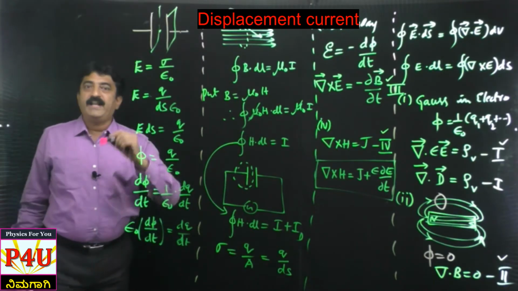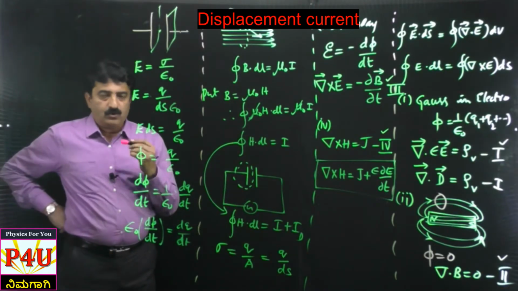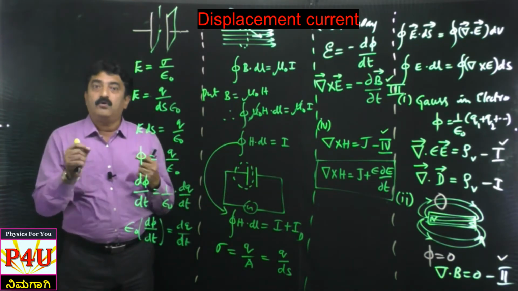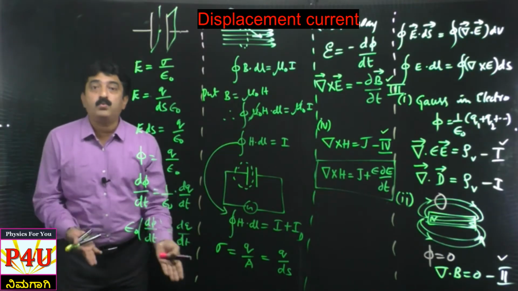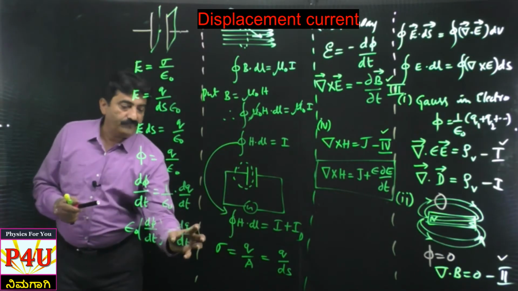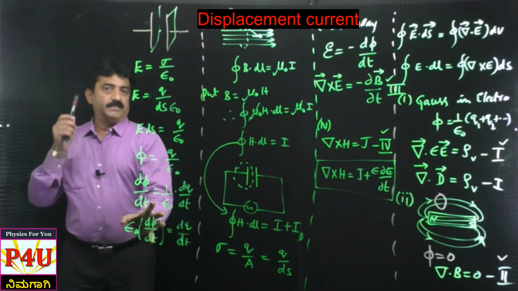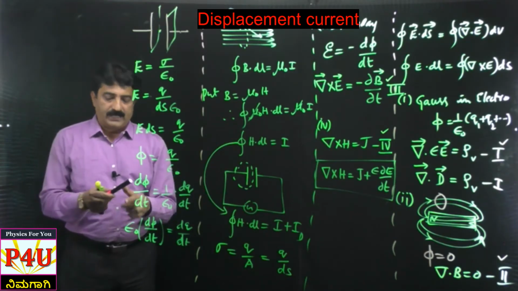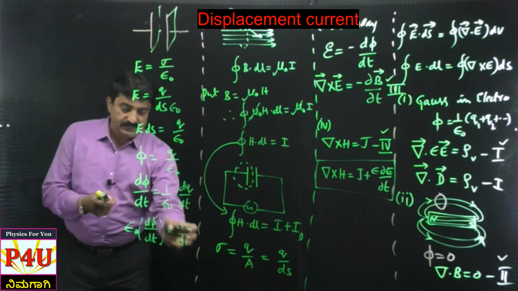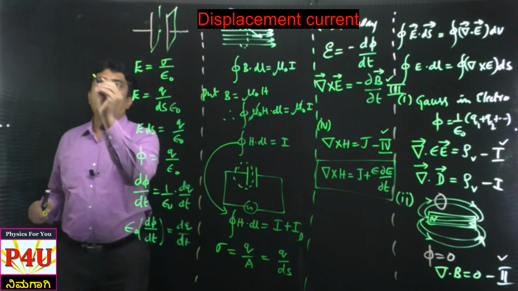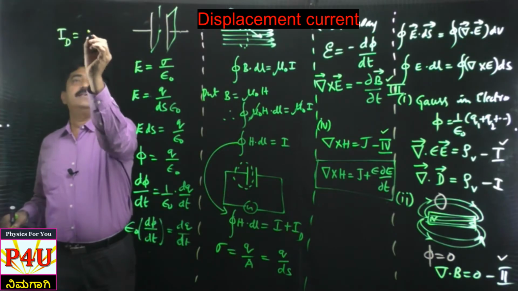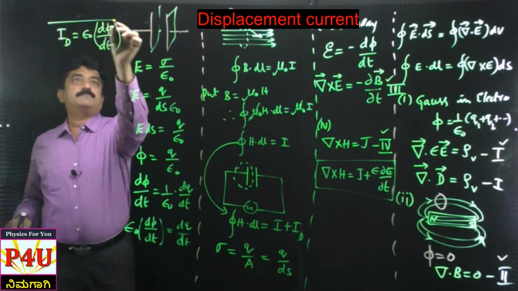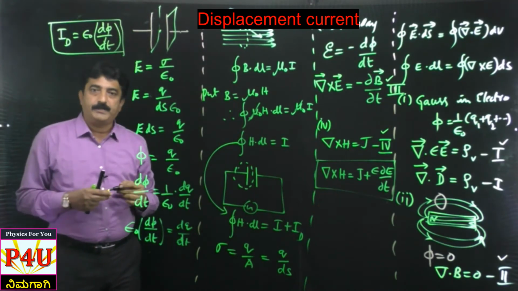What is dq by dt? In PU, your teacher might have told you dq by dt is nothing but rate of flow of charge. Rate of flow of charge represents what? Sir, it is current. So if RHS is current, LHS must be current. Yes, you are correct. This is current. That means this current I write as I suffix d is equal to epsilon naught into d phi by dt. This is the expression for displacement current.